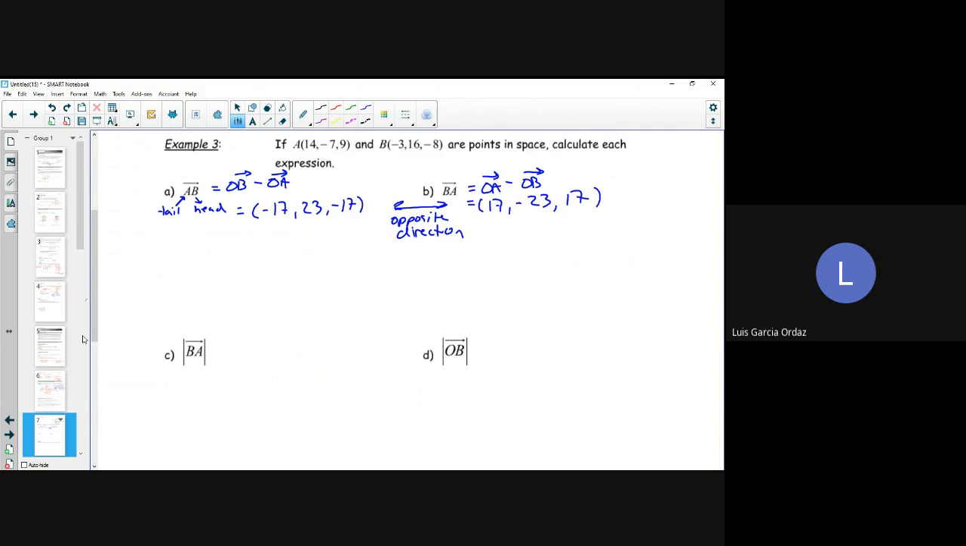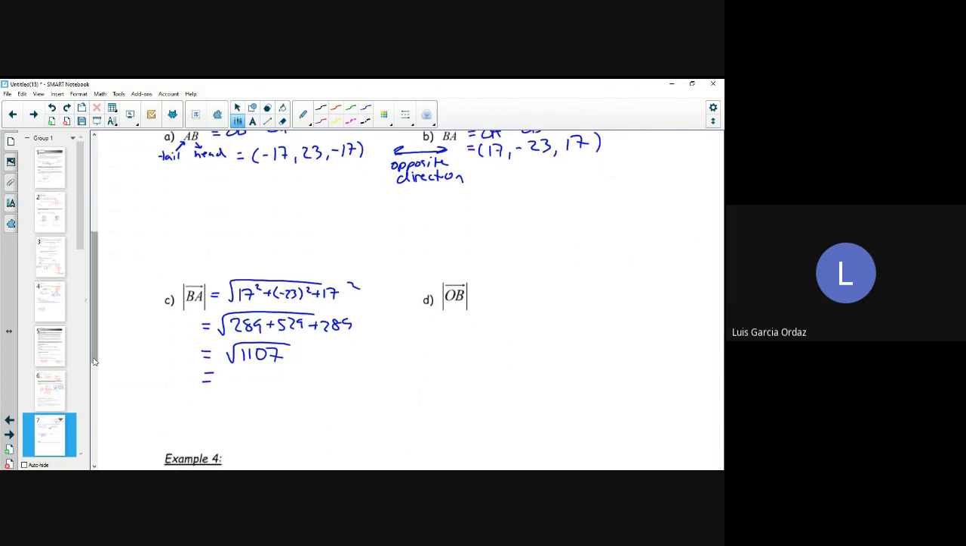They give us vectors going in the opposite direction. Now, let's take a look at what the magnitude of vector BA is, given what we found. It's just going to equal the square root of 17 squared plus (-23) squared plus 17 squared, which gives me the square root of 289 plus 529 plus 289, which gives me 1,107. I can break this down even more by doing 9 times 123, and that gives me 3 root 123. So that would be the magnitude of vector BA.